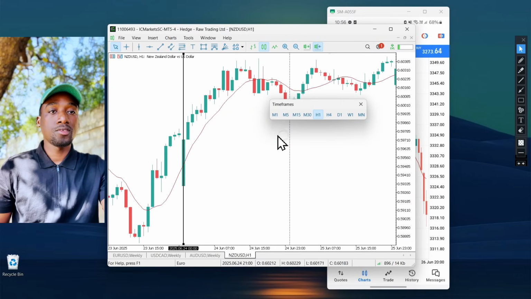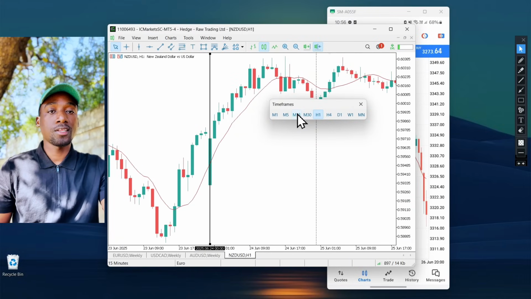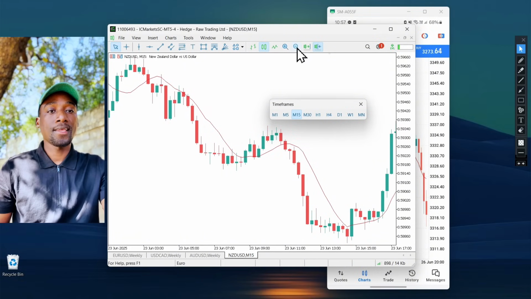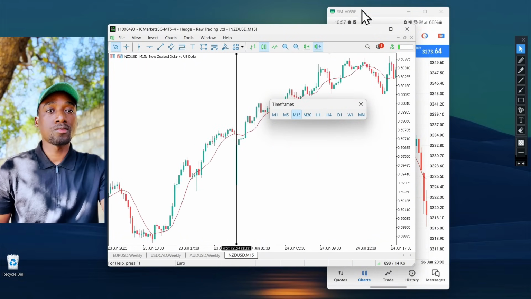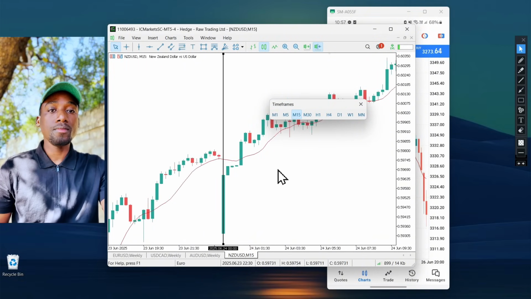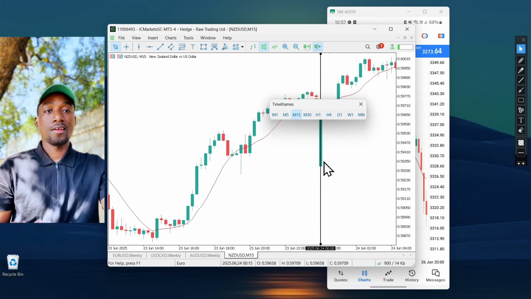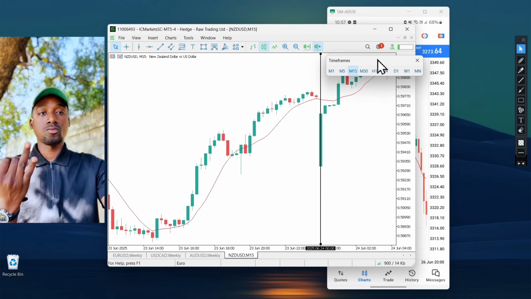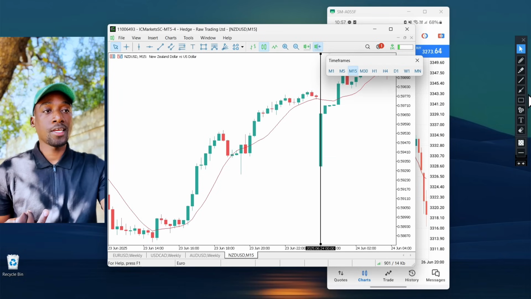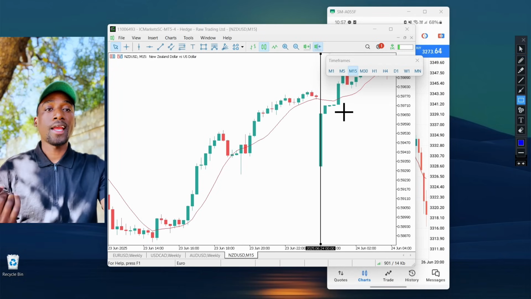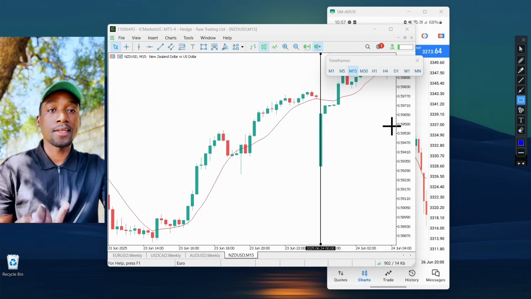Then you can see now we want to take that entry in what? In 15 minutes. So we'll zoom in, and now we have two entries that we can take. We can take the entry based on what? Based on market context and experience.